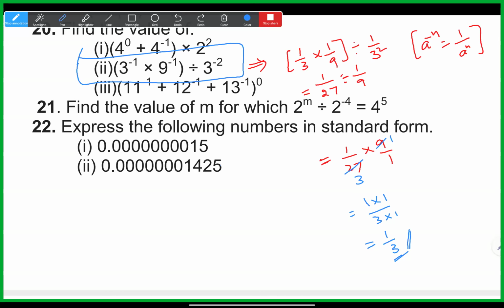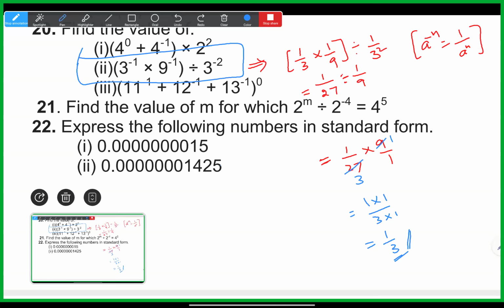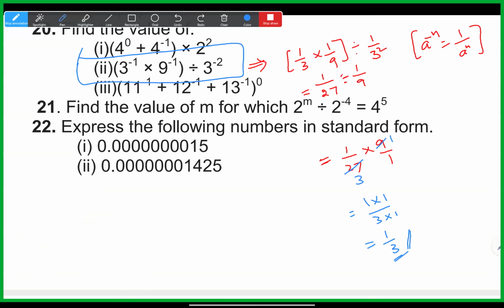Then the third bit. Shall I delete this? Yes, sir.